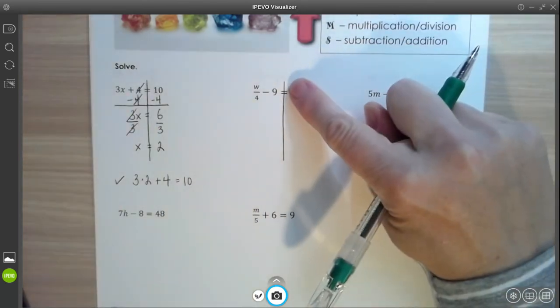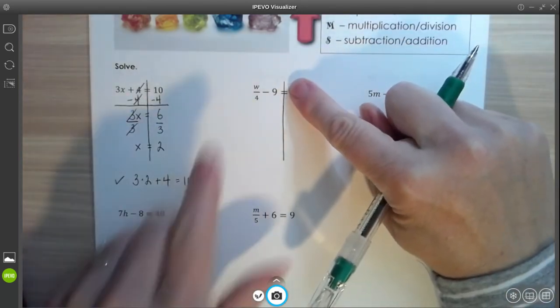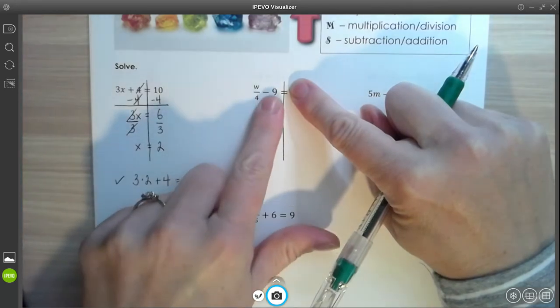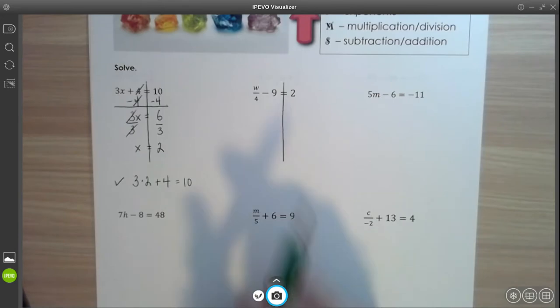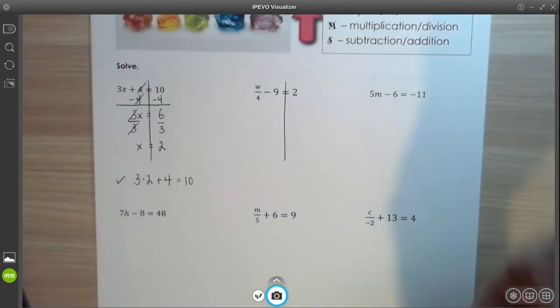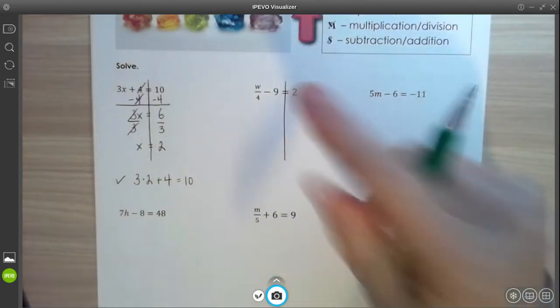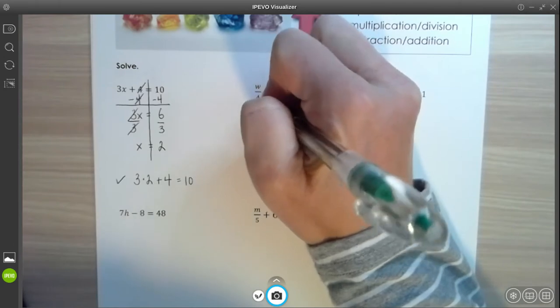Okay, here I'm going to draw another line where I see the equal sign. My variable is on the left again. So I've got w divided by 4, and then I have a minus 9. Again, we're going to start with subtraction or addition that we see, and in this case, we see a minus 9. So to get rid of a minus 9, we're going to add 9 to both sides.